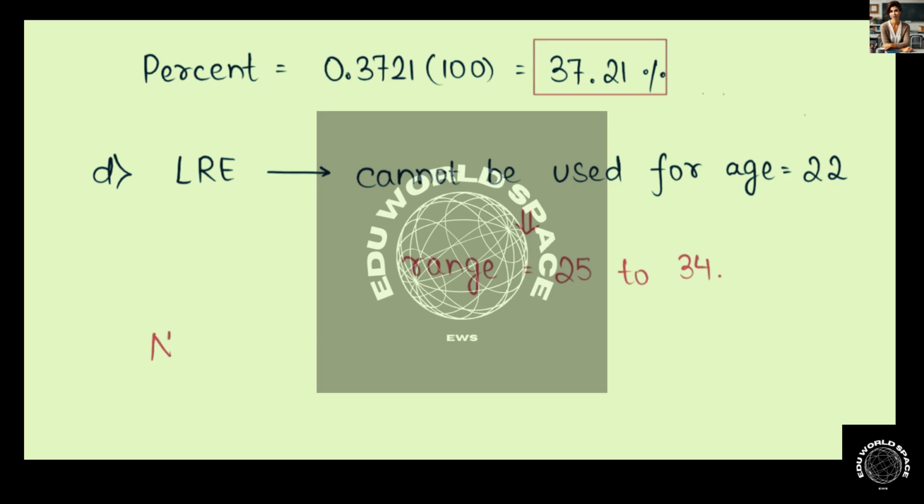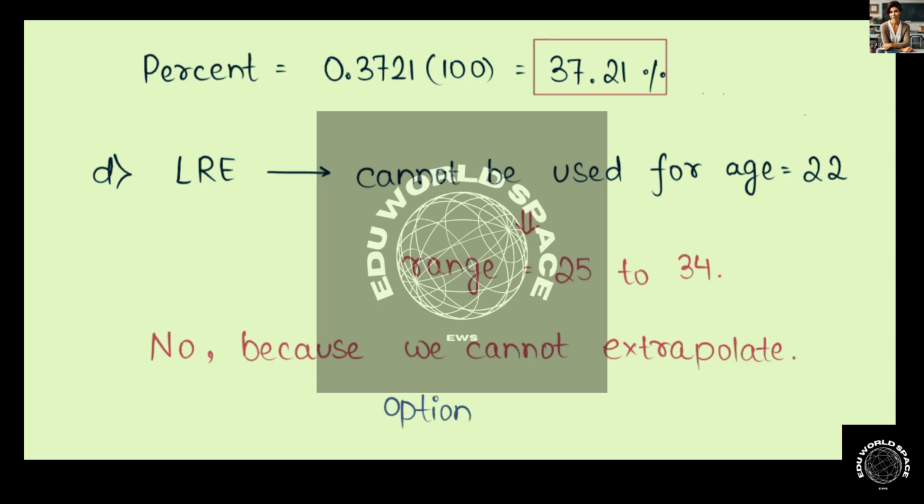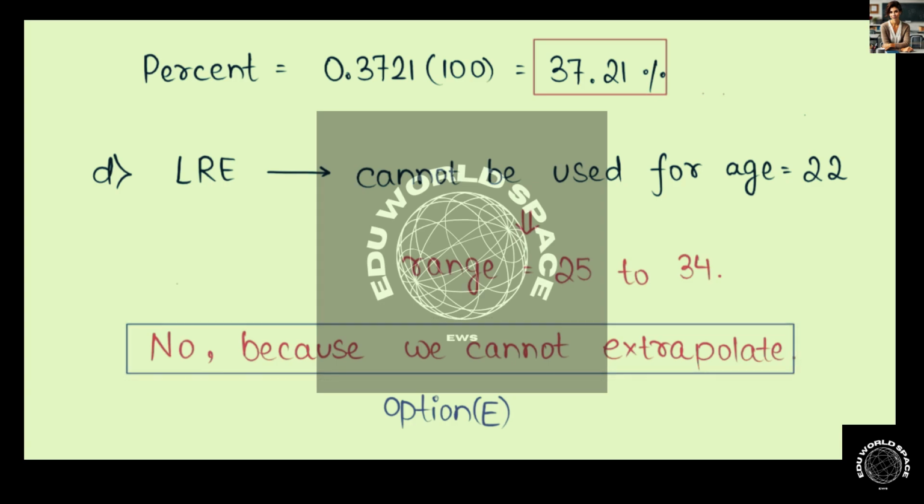So the answer for this very problem will be no, and then we can mention the reason: because we cannot extrapolate. And if we look into the options, then which option will be correct? Option number E will be correct, and we can put the answer inside the box in order to highlight it, and we have solved all the 4 subproblems. So that's all for this very video.